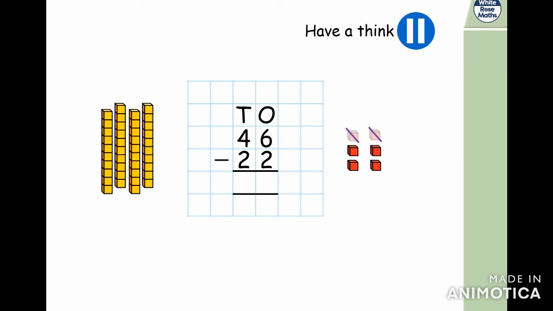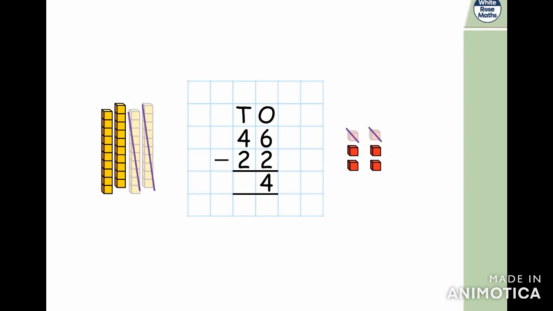That's right. The 4 has to go in the ones column. And now we move on to the tens. I've got 4 tens and I'm subtracting 2 tens, which leaves me with 2 tens. 46 subtract 22 is equal to 24. And I can see that with my manipulatives. I've got 2 tens and 4 ones.